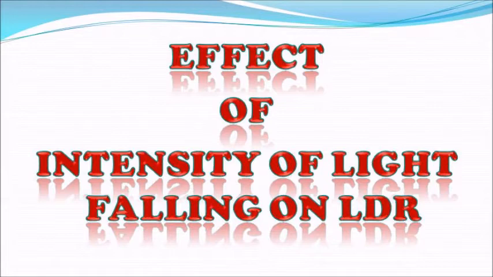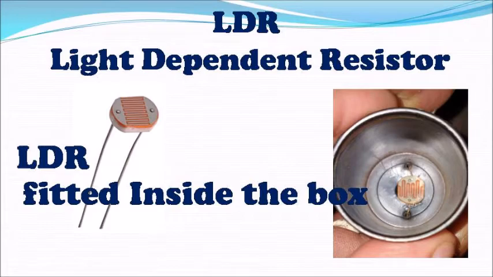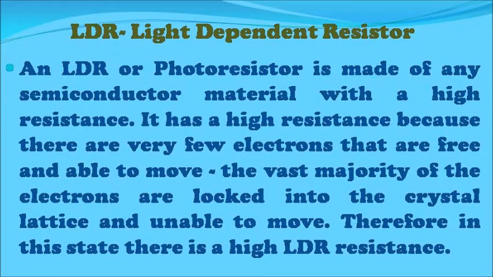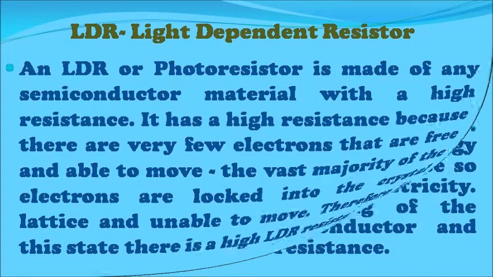To study the effect of light falling on an LDR. An LDR or photoresistor is made of any semiconductor material with a high resistance. It has high resistance because there are few electrons that are free and able to move. The vast majority of the electrons are locked into the crystal lattice and are unable to move. Therefore, in this state, there is high LDR resistance.